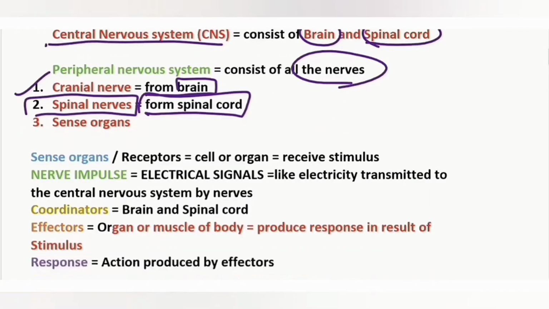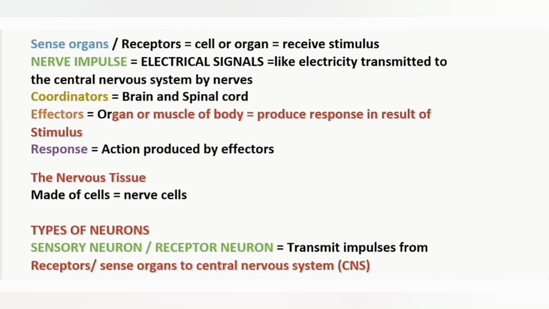Then there are some other important terms we should be familiar with, and these are sense organs, right? Sense organs are also known as receptors. These can be cells of the body, or any organ which receives or detects the stimulus. A stimulus is actually a change in the internal or external environment. If any condition is set below or above the normal, that is detected by some cells or organs in our body, which we call sense organs or receptors.